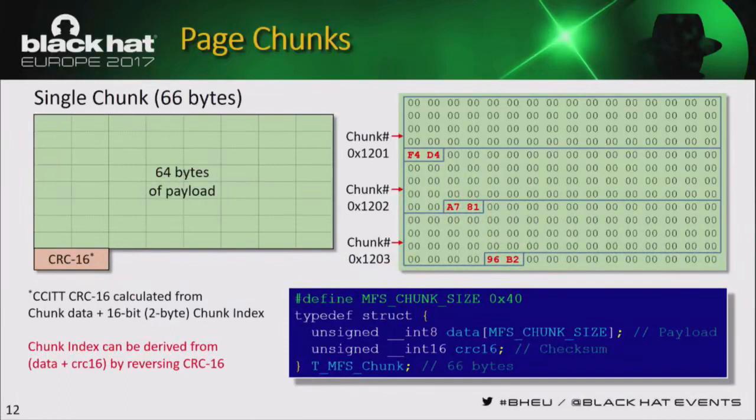And on this picture, you can see that the same data for different chunk IDs produces a different checksum. The checksum is 16 bits, and it's easy to make a reversion of the CRC algorithm. So if you have the payload and the checksum, you can easily reconstruct the index number. You could calculate it from other sources, but it's a way to check that you calculated it properly.